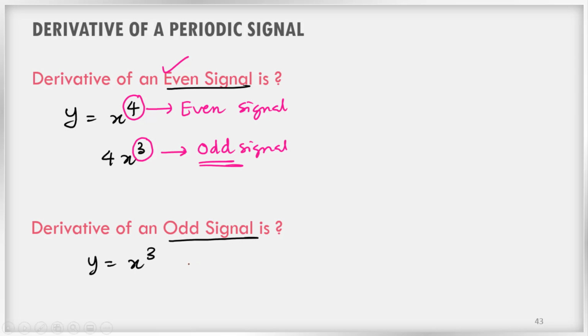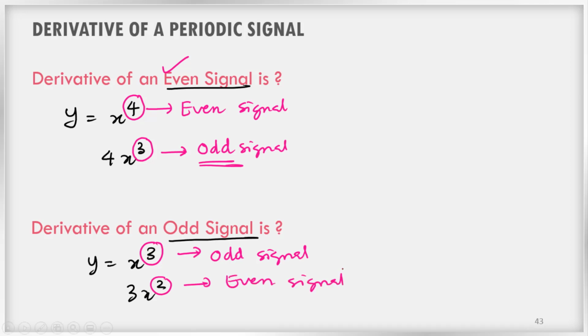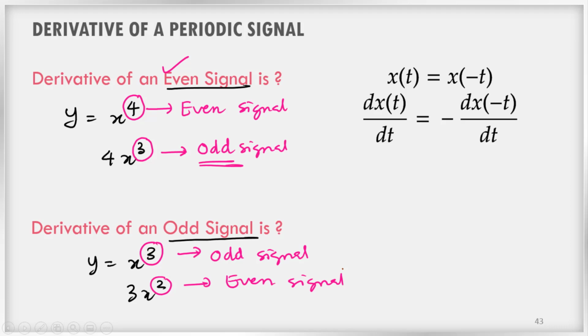Similarly, take the example of the function y is equal to x cube. Assume that the signal has this shape, and what is the derivative of x cube? It is 3x square. From this we can clearly see this has power 3, so this is an odd signal, and this derivative has power 2, so this is an even signal. So we can conclude that the derivative of an even signal is an odd signal and the derivative of an odd signal is an even signal. We can prove this mathematically also.